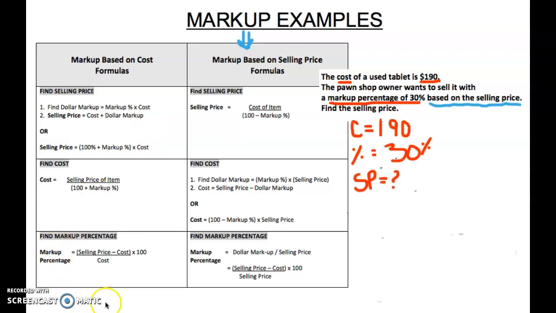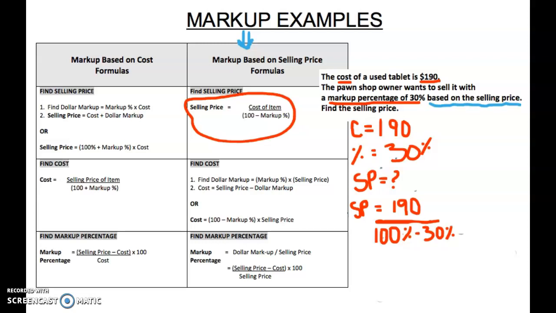I'll press pause to insert our values. The cost is $190, the markup percentage is 30%. We want the selling price based on the final selling price. So what is this going to cost the consumer coming into the store? What's it going to cost them when they purchase it, based on the selling price? Okay, so we're in the based on the selling price column, and I want the selling price, so this is the formula we're going to be looking at right here.